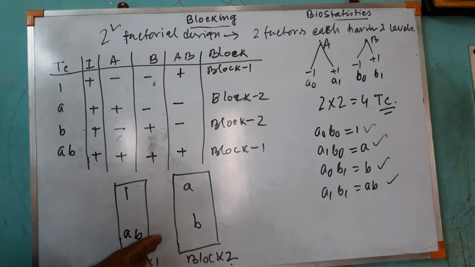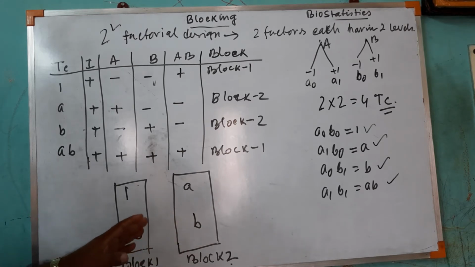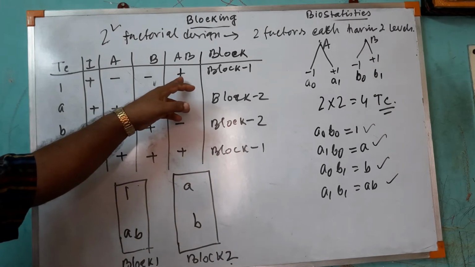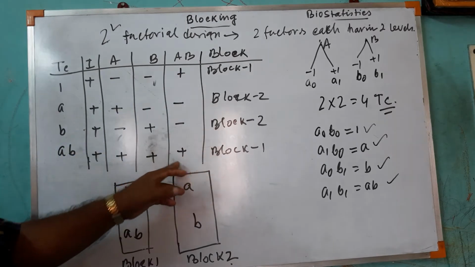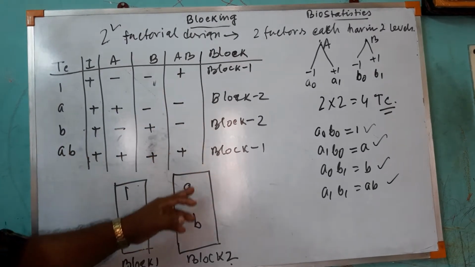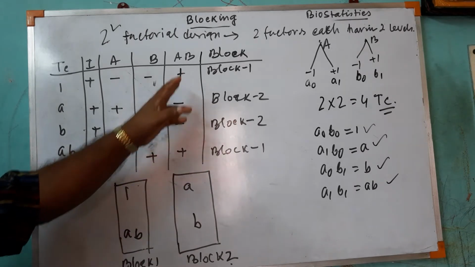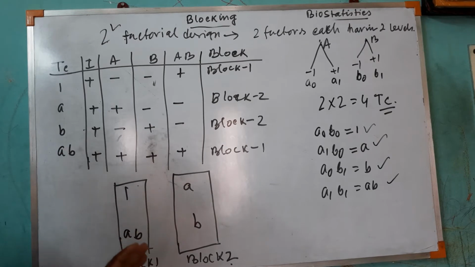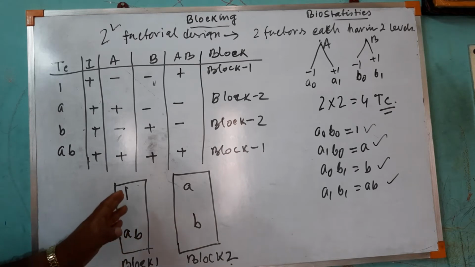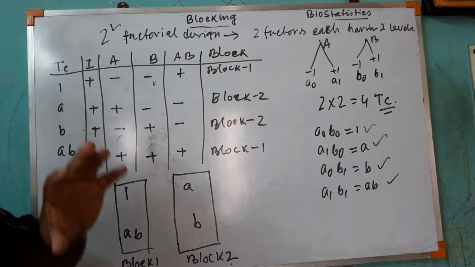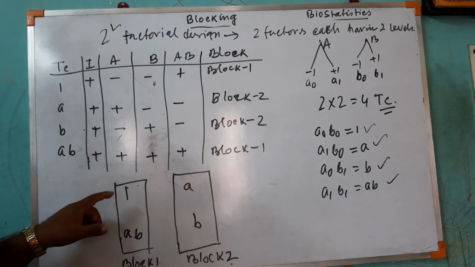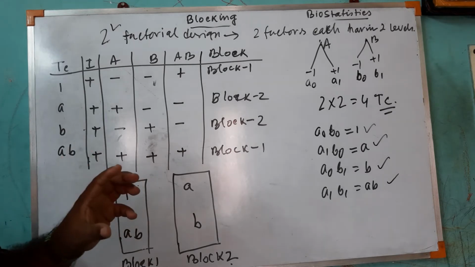Right. So now one thing you may ask me, sir, why are you taking all plus in block 1? Why not in block 2? So you can assign also all plus in block 2 and all minus in block 1. You can do. But one thing is, you have to maintain what I am telling now. That is, when there is 1, keep 1 in block 1. Why? Because always you have to keep 1 in block 1.